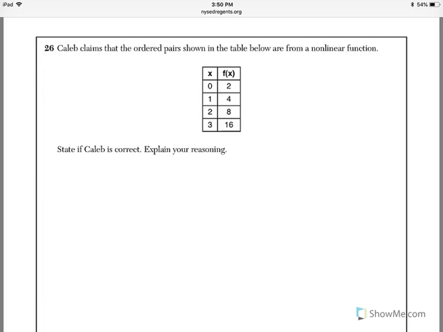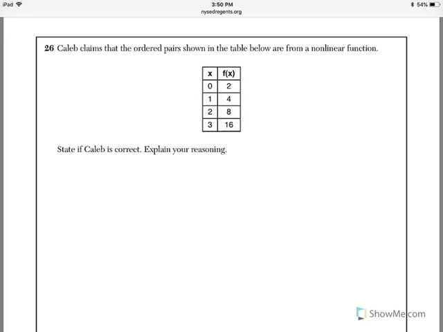Now in question 26, Caleb claims that the ordered pairs shown in the table below are from a nonlinear function. If it's nonlinear, that just means that it's not going to be a straight line. We need to state if Caleb is correct and explain our reasoning behind it.